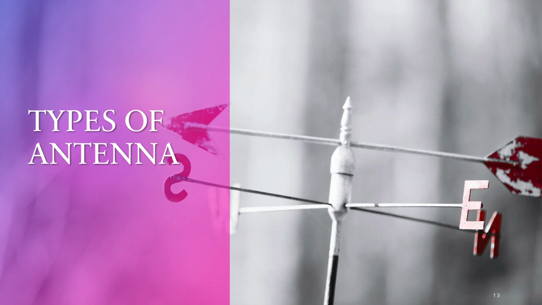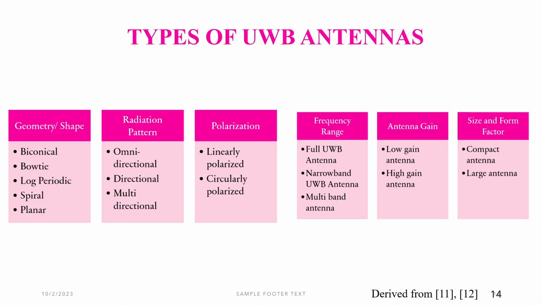Now coming to the types of antennas. There are different types of antennas, and as you can see, I have classified them based on geometry, radiation pattern, polarization, frequency range, antenna gain, size and form factor, and so on. On the basis of geometry, antennas can be classified into biconical, bow tie, log periodic, spiral, and planar. On the basis of radiation pattern, they can be divided into three types: omnidirectional, directional, and multidirectional.